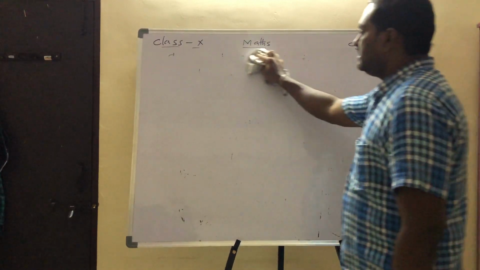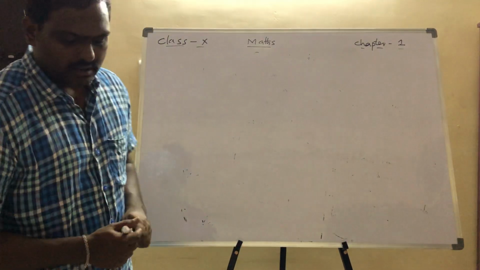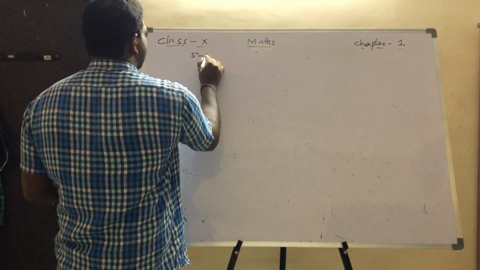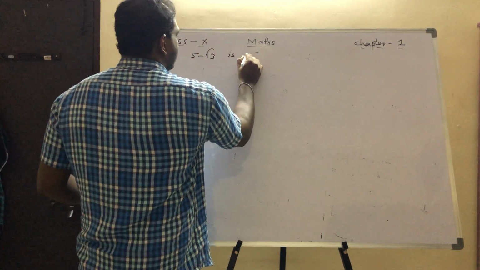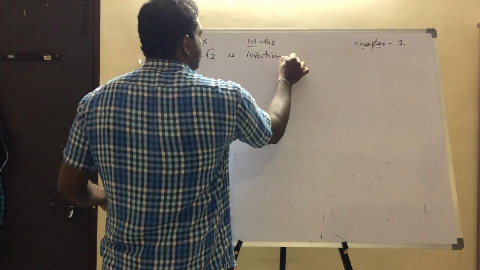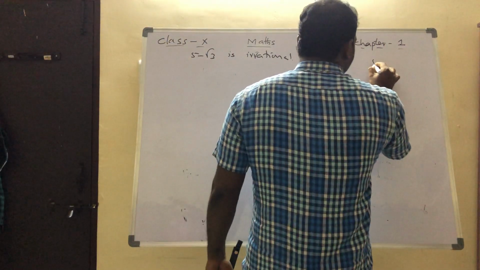I'll go for the next question. Next method, that is, show that 5 minus root 3 is irrational. Right? So, for the previous question, what is that? Prove that.